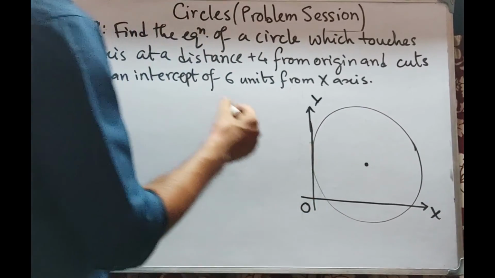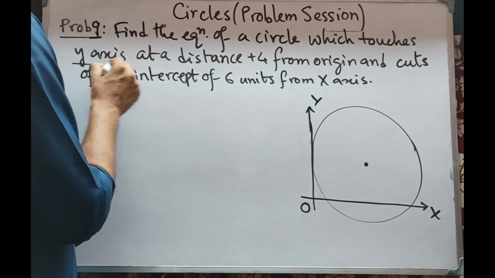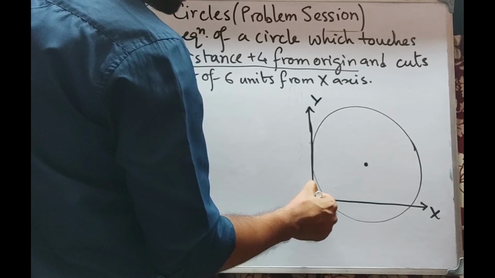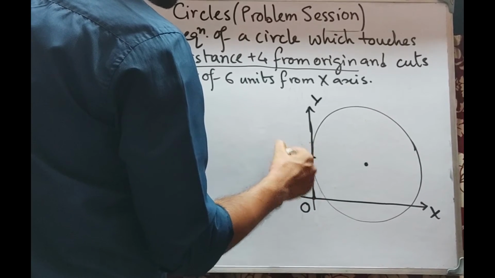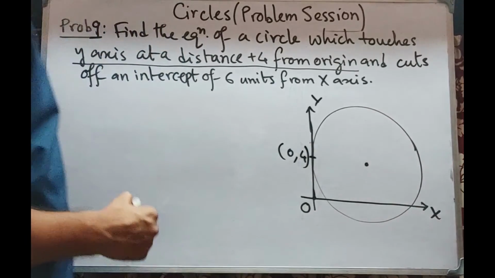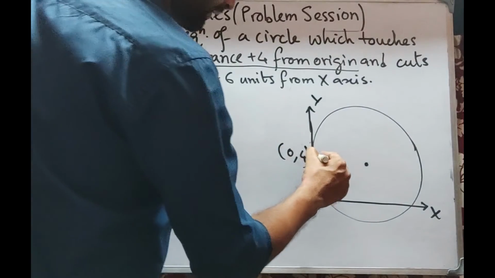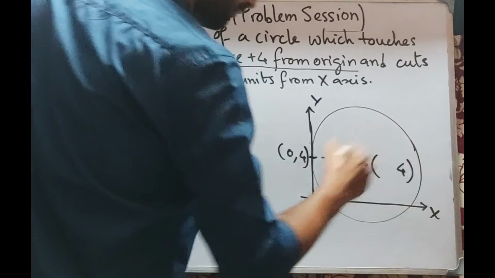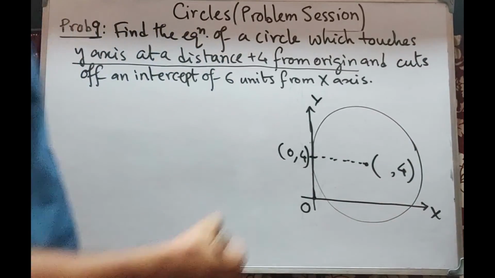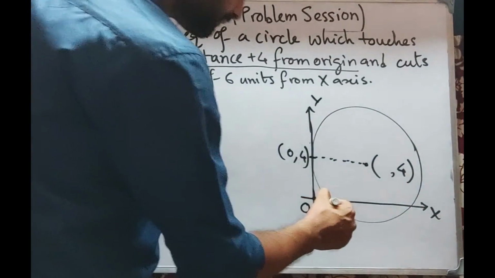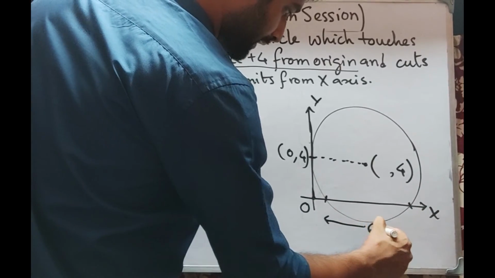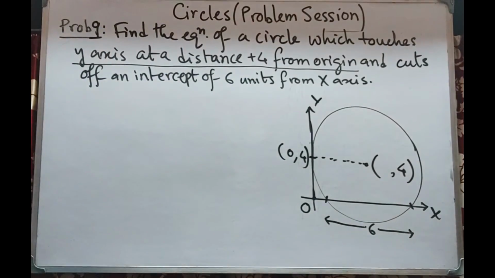So, which touches the y-axis at a distance plus 4 from the origin. That means this is the origin, plus 4, which means this point here should be (0, 4). That means one thing we can say: the center has the y coordinate as 4. We don't know the x coordinate. And another thing is saying that the length of the intercept on the x-axis is 6 units. So this is all the information we have.